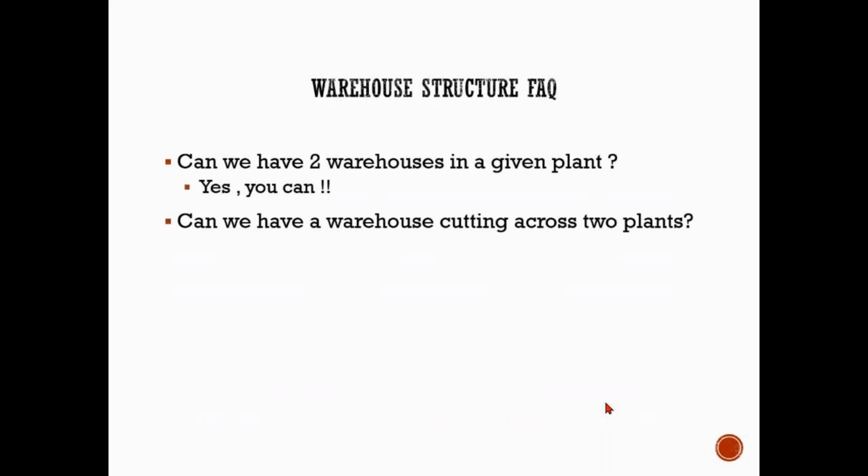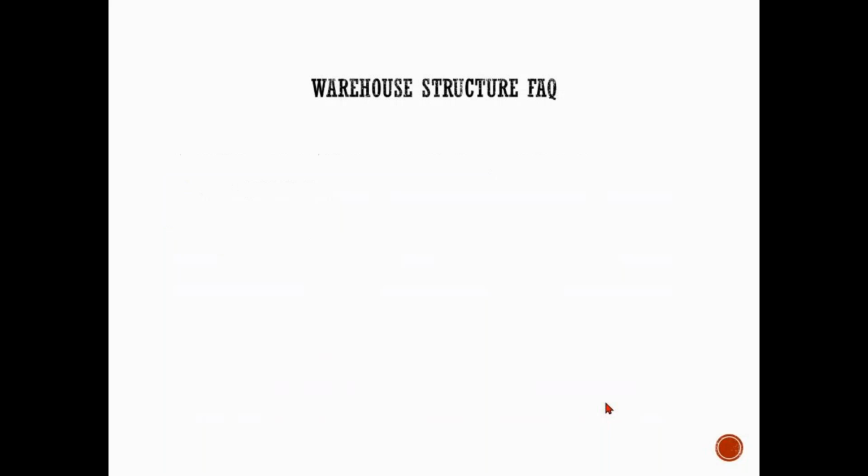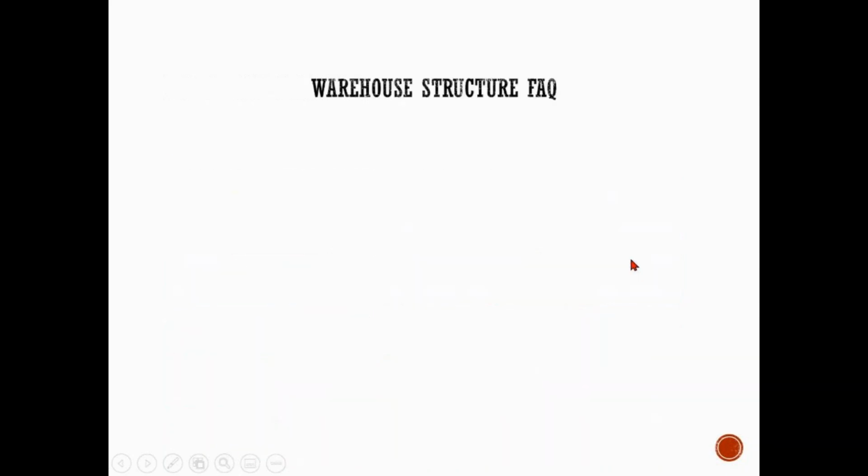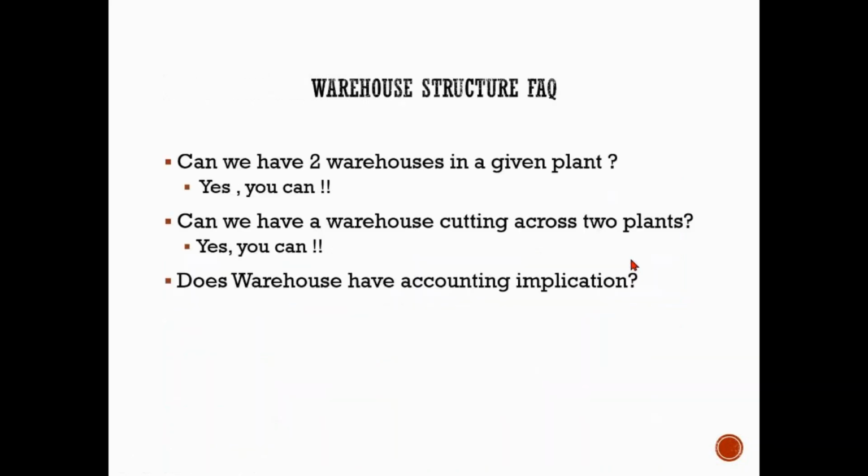Next question, can we have a warehouse cutting across two plants? The answer is yes. We have just seen it here: two plants, with the same warehouse cutting across the two plants. So we do have that option. Does a warehouse have accounting implications? No, that's right. It is purely stock handling.